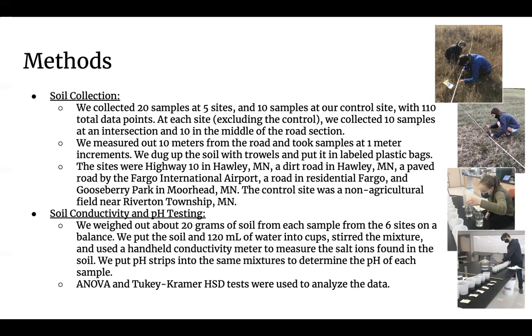Then we did the soil conductivity and pH testing. We weighed out about 20 grams of soil from each sample from the 6 sites on a balance. We put the soil and 120 milliliters of water into cups, stirred the mixture for about 30 seconds, and used a handheld conductivity meter to measure the salt ions found in the soil. We put pH strips into the same mixtures to determine the pH of each sample.